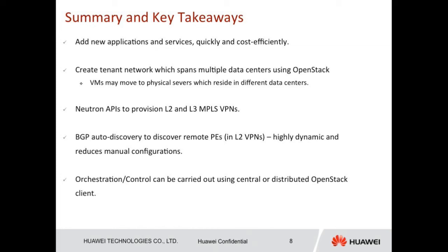BGP auto discovery is used to discover remote peers, is highly dynamic, and reduces manual configuration. We can use orchestration control, which can be carried out using a central or distributed OpenStack client.